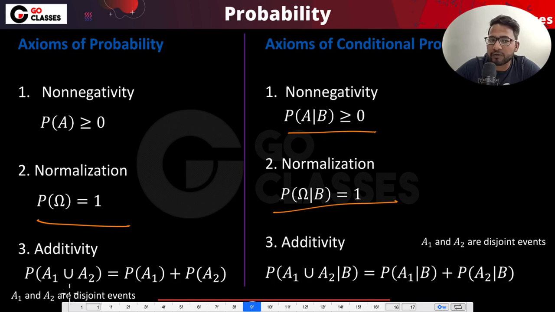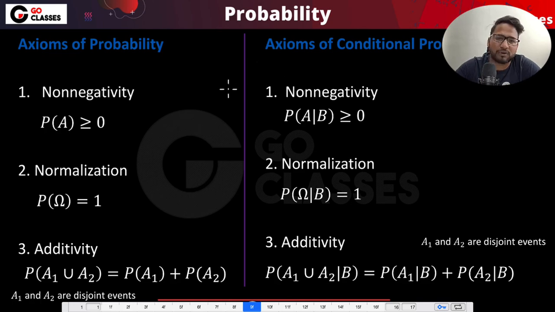Here I was saying that A1 and A2 are disjoint, then you can write like this; here just given B, right? So everything is satisfied here also. It is just that given B, that's all. There is no other difference apart from given B. I want to talk more about the similarity between probability and conditional probability, because everything is very much similar.